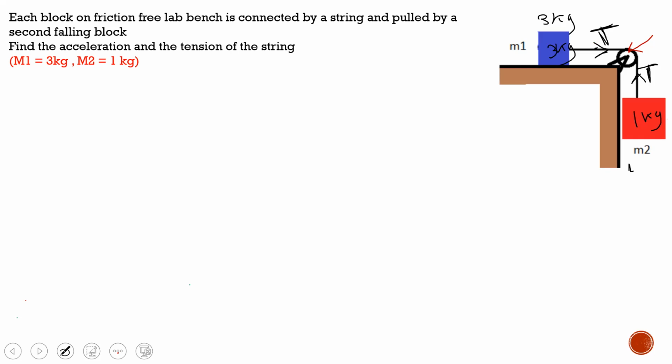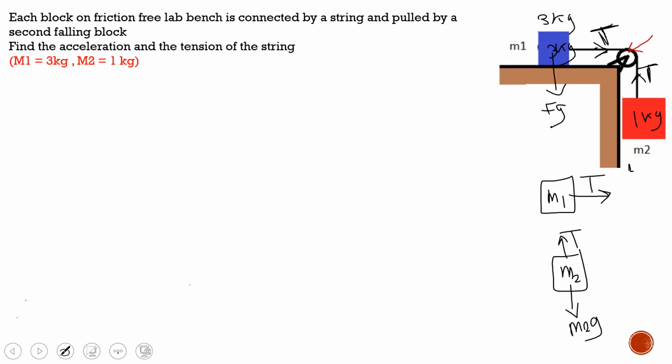So let's draw the free body diagram for the mass 1. For the mass 1 here, we have a tension force acting on it, but there's no friction. And for mass 2, we have a tension force upward, and we have M2G downward, the gravitational force. For M1 also, we have FG, the gravitational force. But I didn't need it to find the tension, or it can be neglected.